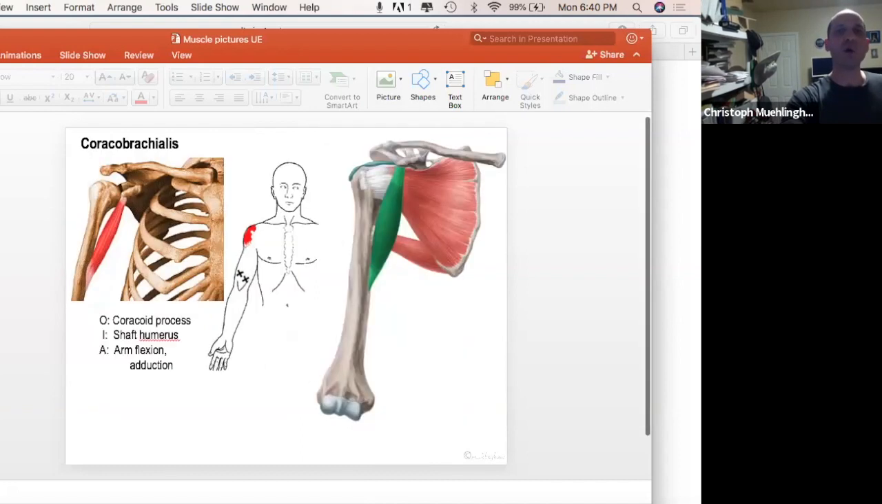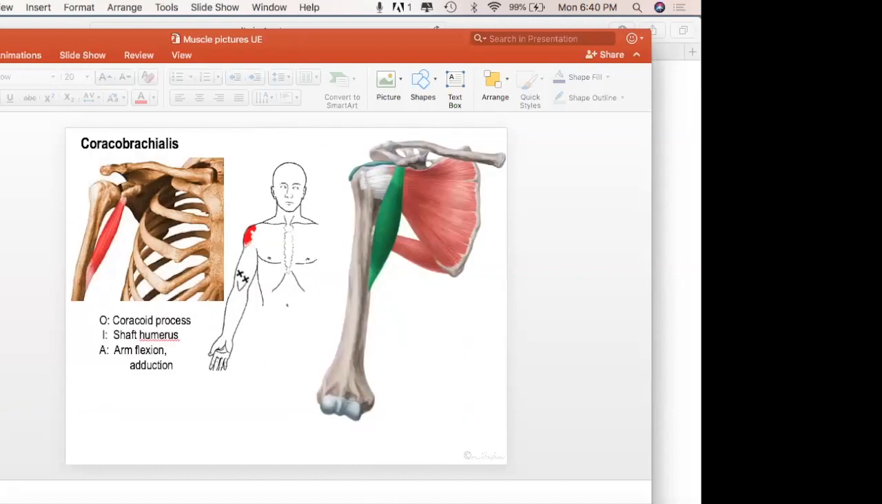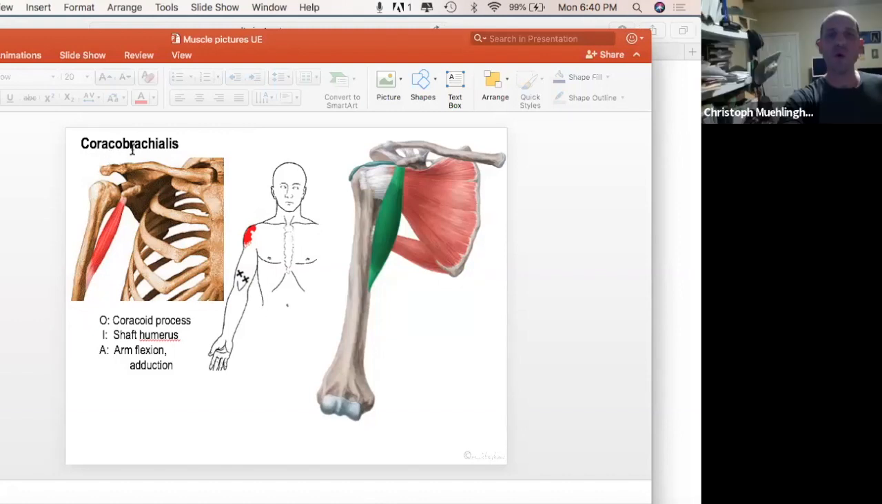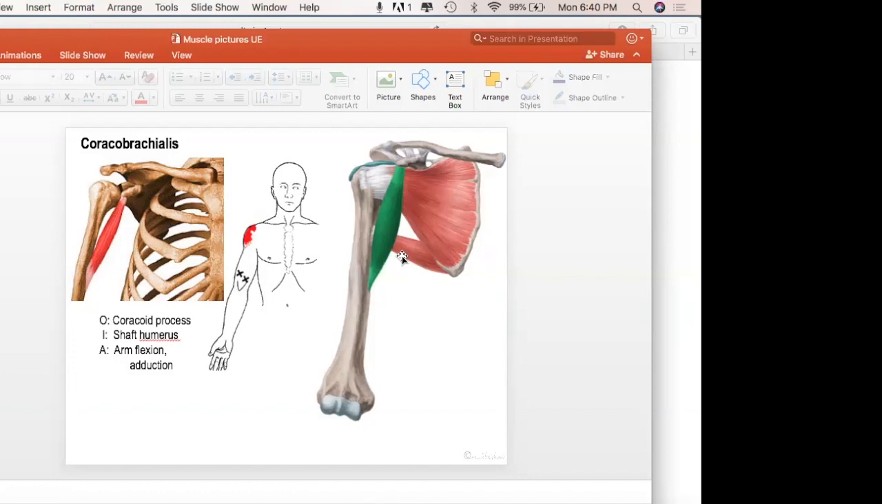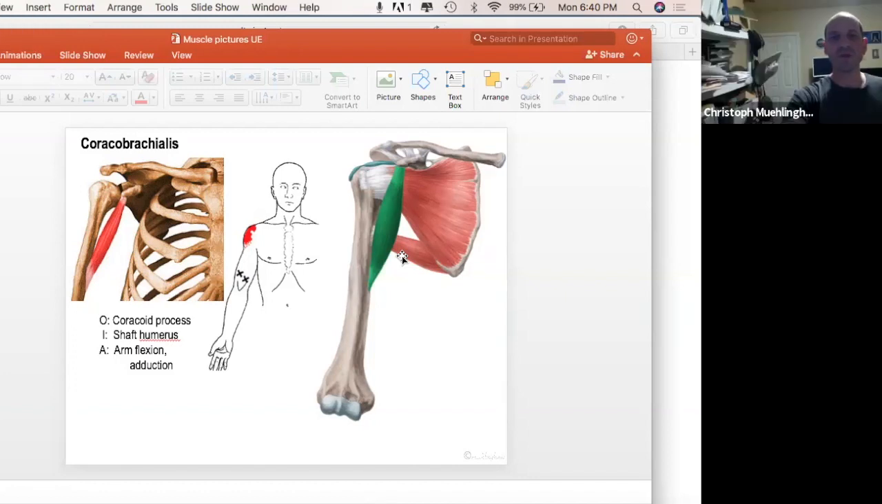And then the last one in the arm movers that I put in is one called the coracobrachialis. You see the word here says it starts at the coracoid process and goes to the brachium, and the brachium is the upper arm area. That muscle is a very small helper. It basically stabilizes the arm. It's a similar helper to the deltoid, with arm flexion and a little bit of adduction.